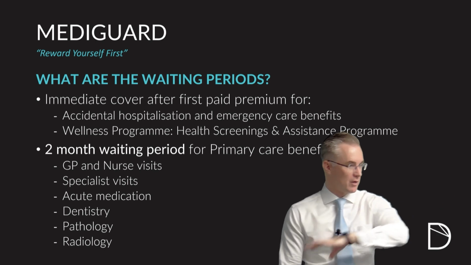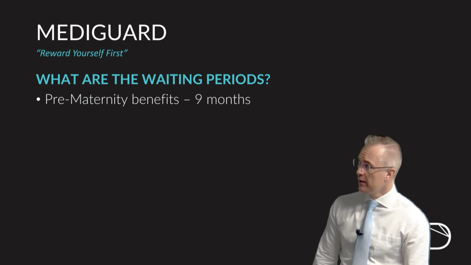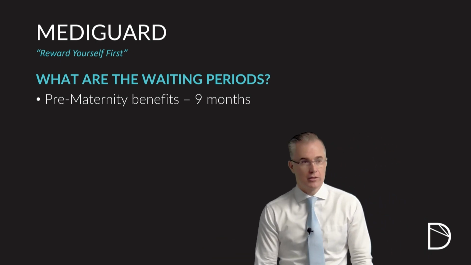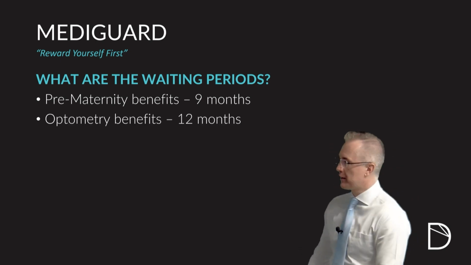Remember we ran that special a short while ago, they got rid of it, but now it's back in. 2 month waiting period on that. 9 months for pre-maternity benefits, so you can't get pregnant for the first 9 months of having this program. After that, you can get pregnant, then they'll help you out.